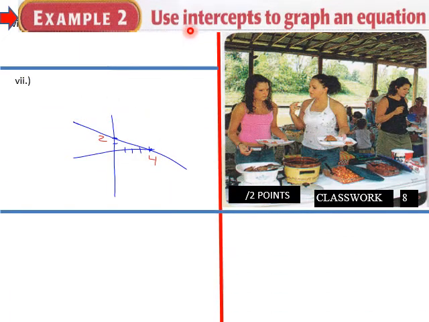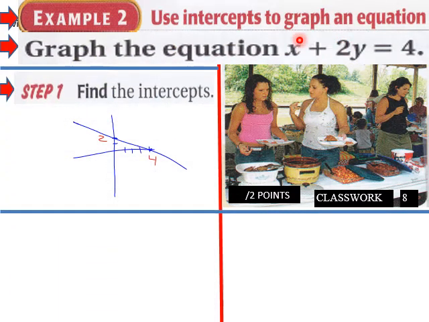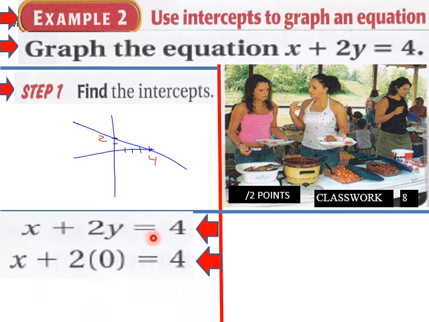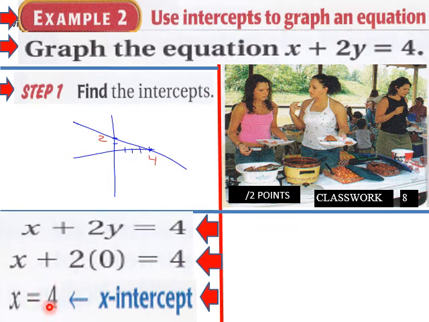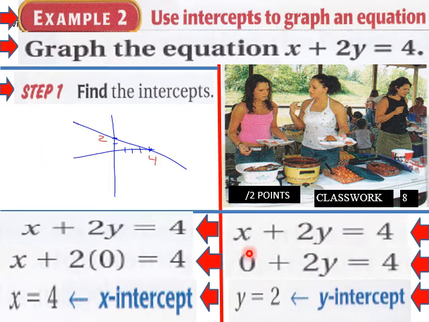Okay, this one here: use intercepts to graph an equation. Graph the equation x plus 2y equals 4. Find the intercepts. So x plus 2 times 0 equals 4, and then x would equal 4 is our x-intercept. So when y equals 0, x equals 4, there's our x-intercept. And then when x equals 0, y equals 2. So here's our y-intercept here. Here's a sketch of the graph for this equation.